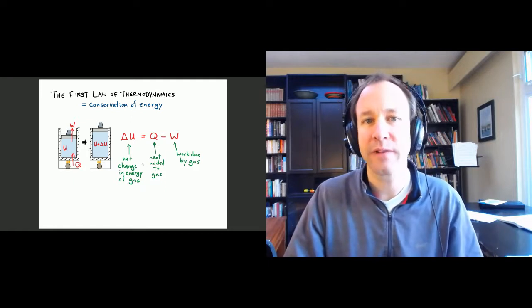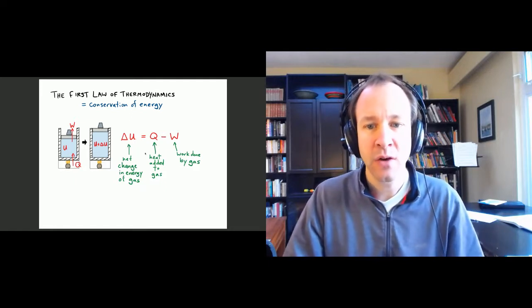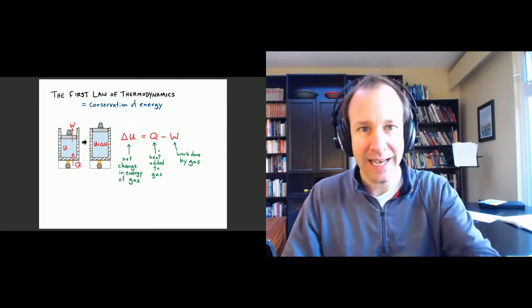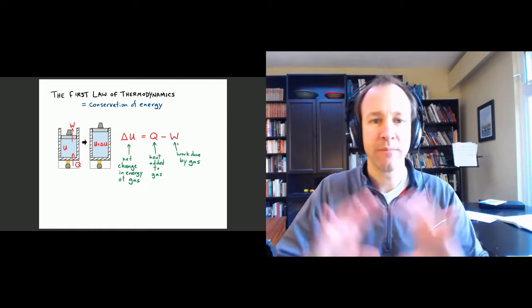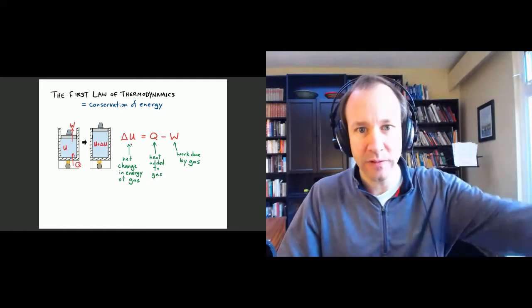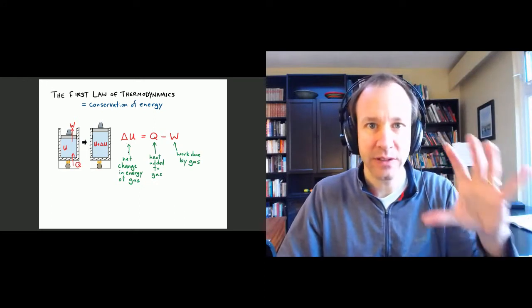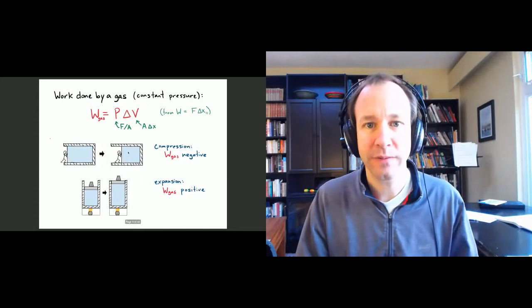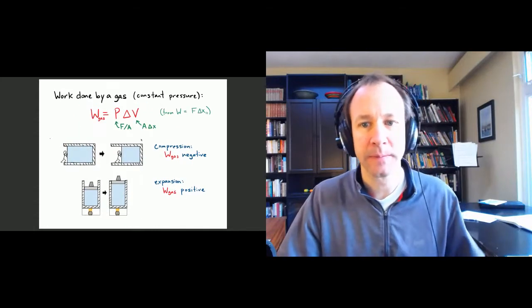Okay, and so one thing, for example, that it allows us to predict would be the change in the temperature of the gas if we have a certain heat added and a certain work being removed. And we'll see, I'll review again that this delta U is directly related to the change in temperature. So first, let's review what we said about calculating work.